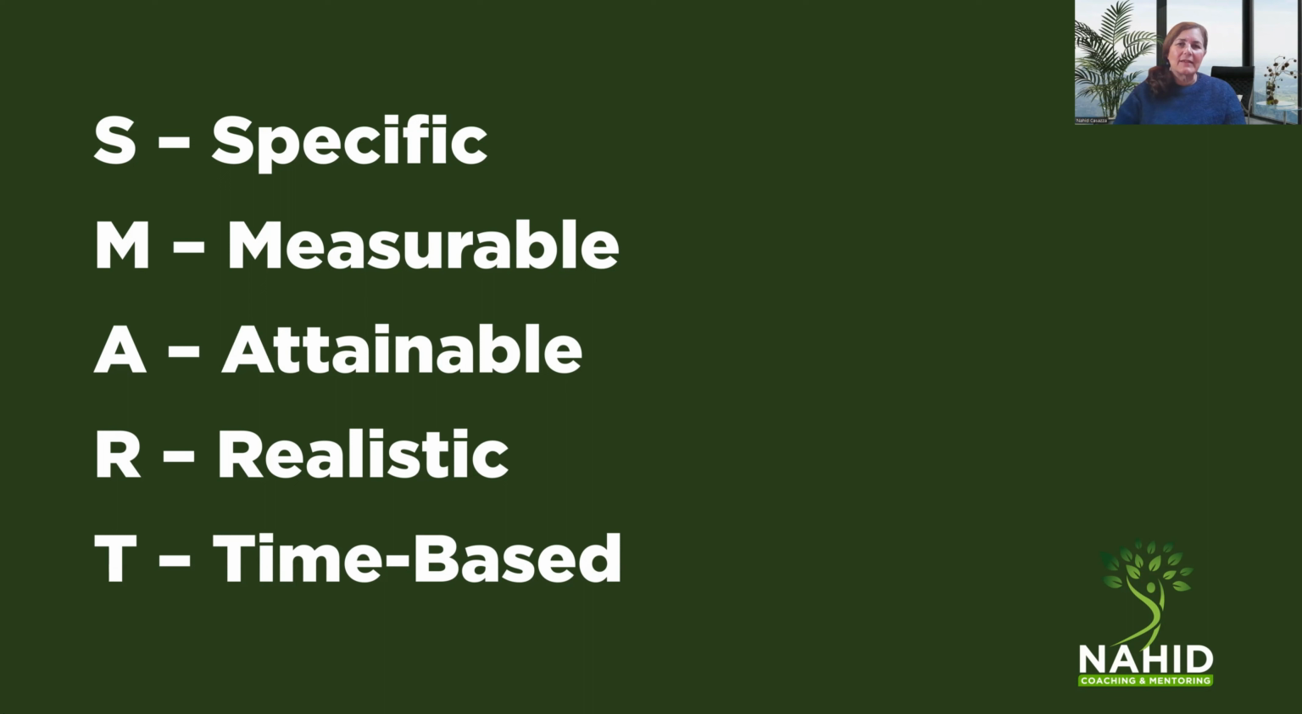Now, you may have heard of SMART goals before. A lot of people use them, and people tend to even assign different words to the acronym. So the S stands for specific, the M stands for measurable, the A stands for attainable, although some people also use the word actionable. The R stands for realistic, although I've also seen people use the word relevant. And the T stands for time-based, and I've also seen people use trackable.